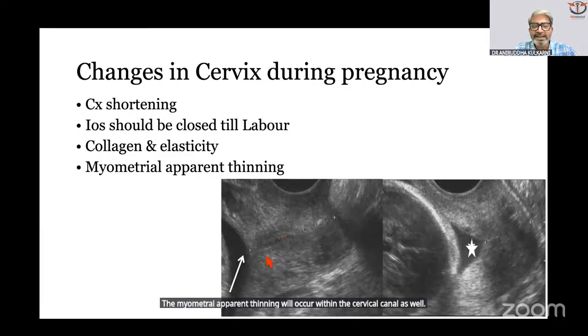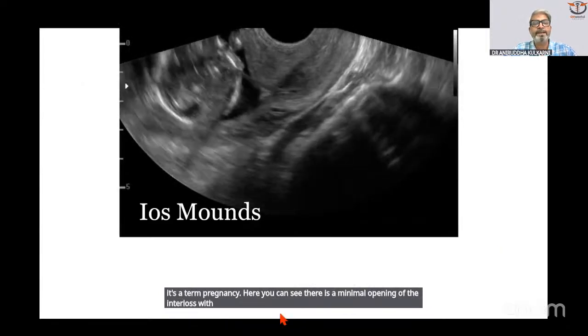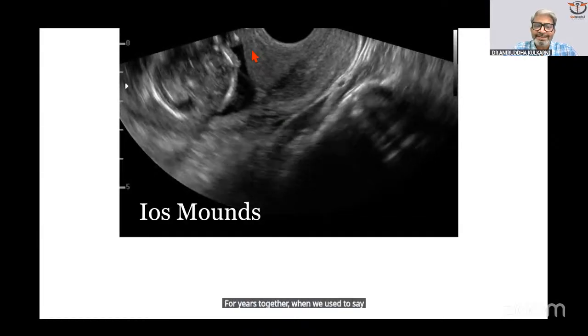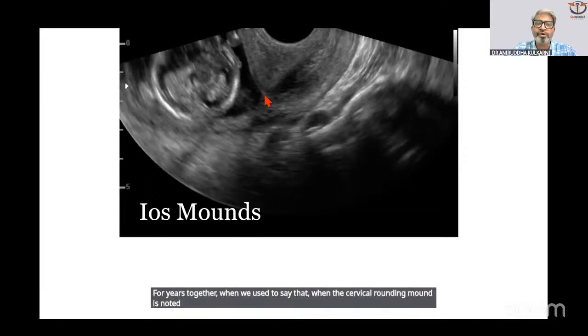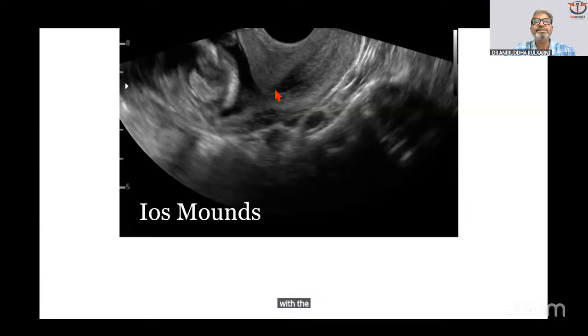Here you can see that the internal os is closed, cervical length is normal. As it's a term pregnancy, here you can see there is a minimal opening of the internal os with cervical shortening. For years, when the cervical rounding mound was noted at the level of internal os, more or less we were happy with the cervical status as well as the internal os.